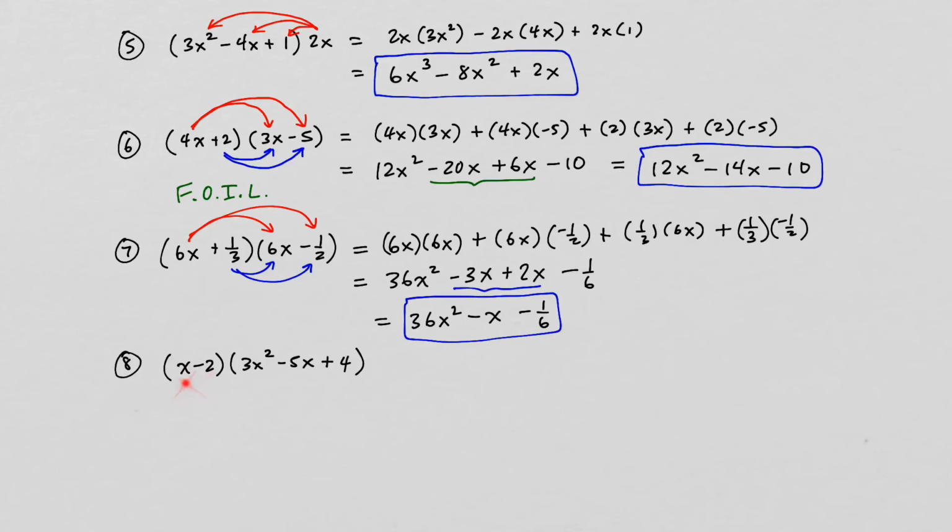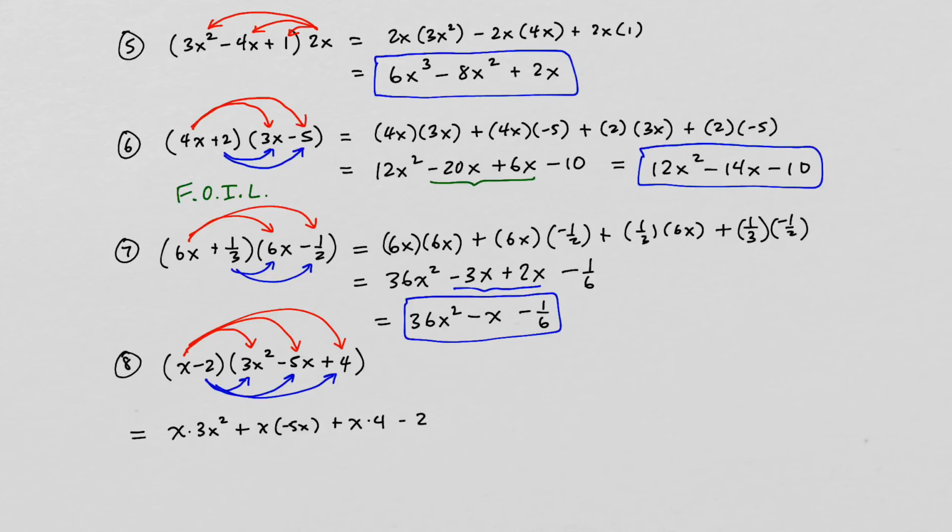Okay, next up we have a binomial multiplied with a trinomial. This pretty much works the same way. We just need to make sure that the first term of the binomial gets multiplied to each of the terms of the trinomial, and then the second term of the binomial multiplies to each term of the trinomial. And so when we do this, we get x times 3x squared plus x times negative 5x plus x times 4. So that's what we get when we multiply x times each of these. And then we have negative 2 times each of those. So we have negative 2 times 3x squared, negative 2 times negative 5x, and negative 2 times 4.